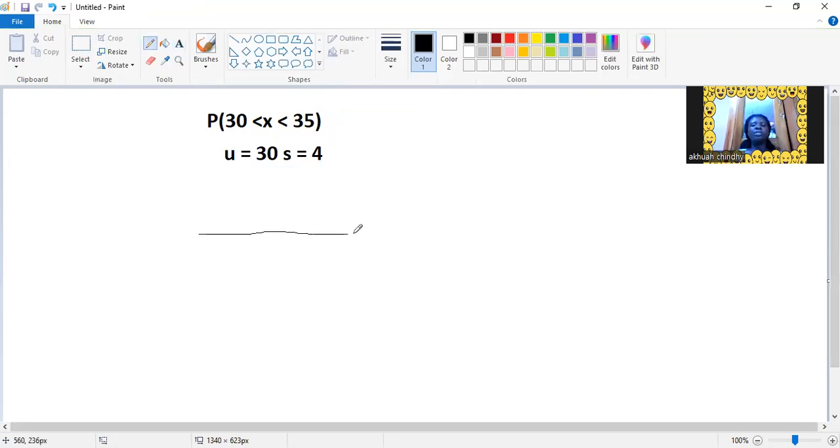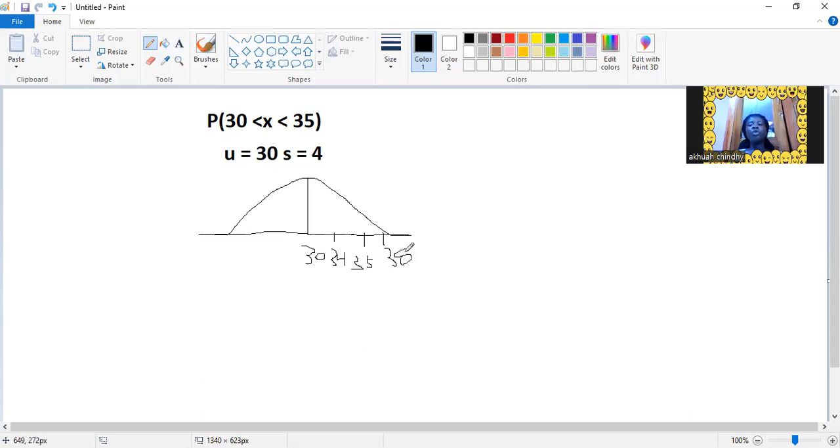Sorry for the drawing. Then we have the mean, which is 30. And we are told to find x between 30 and 35. So you know that 35 will be somewhere here, because using the standard deviation, the next figure after the mean is supposed to be 34. Then the next one will be 38. All right, so that's how the standard deviation works.